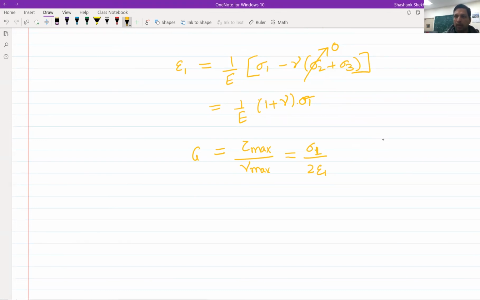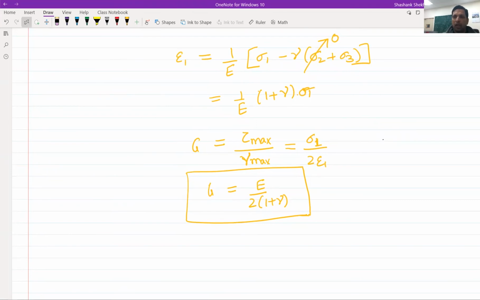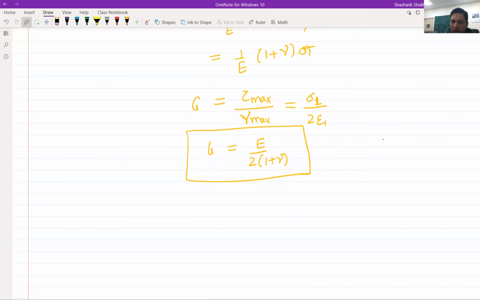So G is equal to tau max by gamma max, which is equal to sigma by 2 epsilon 1. But we know that epsilon 1 is 1 over E, 1 plus nu sigma 1. Therefore, G is equal to E by 2, 1 plus nu. So this is another relation which may come in handy when we are talking about elastic deformation behavior of material. So sometimes you may be given E, sometimes you may have obtained G, which is the shear modulus, and you can convert from one form to the other as long as we are in the elastic deformation limit.